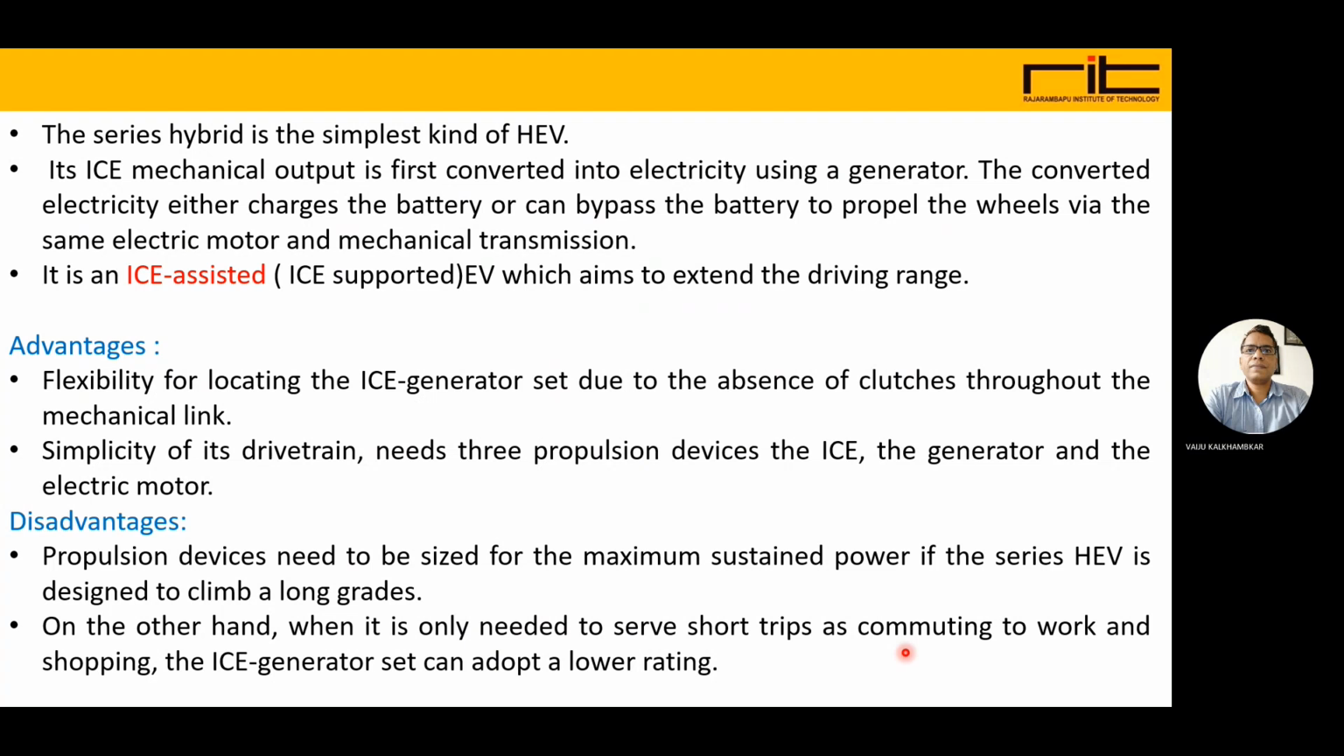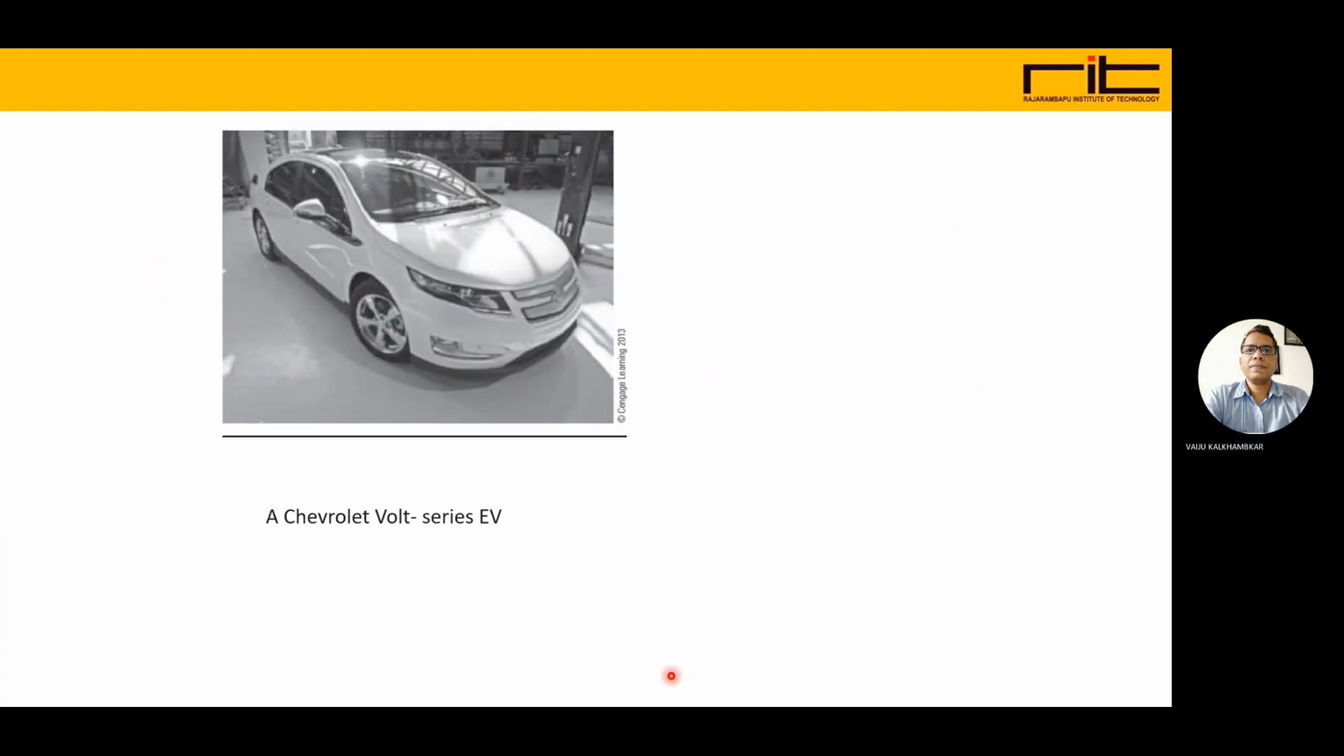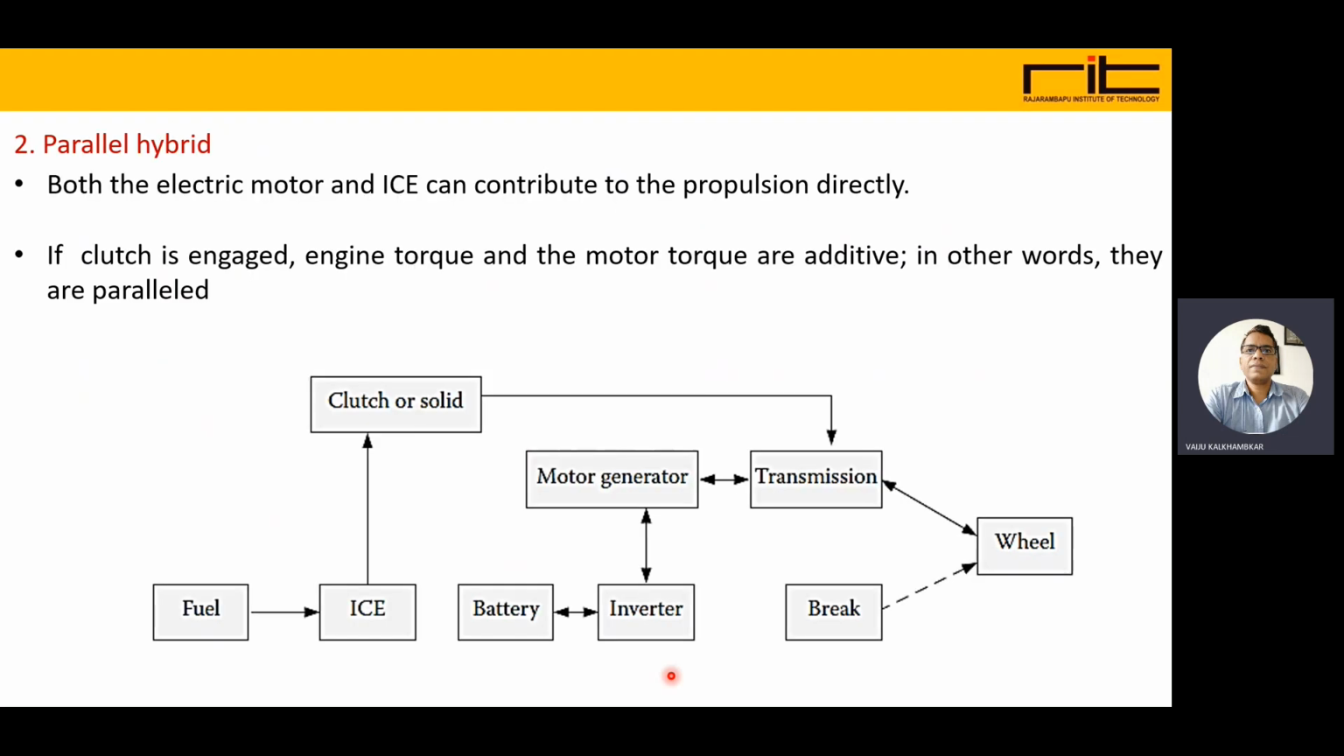Disadvantages: propulsion devices need to be sized for the maximum sustained power if the series hybrid electric vehicle is designed to climb long grades. So size has to be maximized. On the other hand, when it is only needed to serve short trips such as commuting to work and shopping, the IC engine generator set can adopt a lower rating. So here the size will be decided as per the requirement. This is the example of a Chevrolet Volt series electric vehicle.